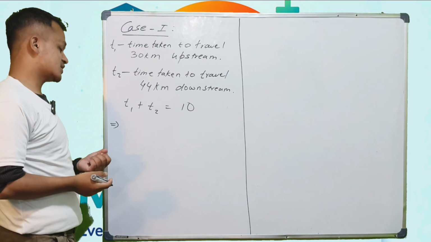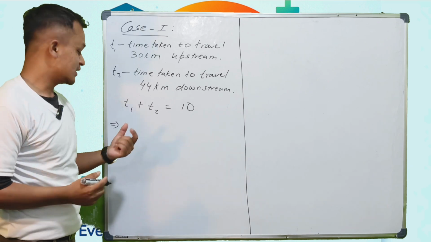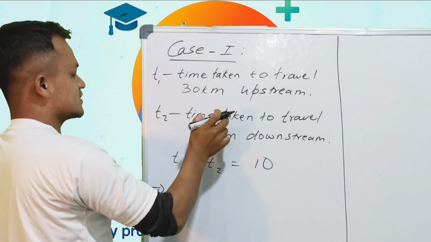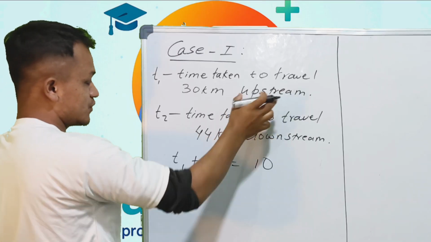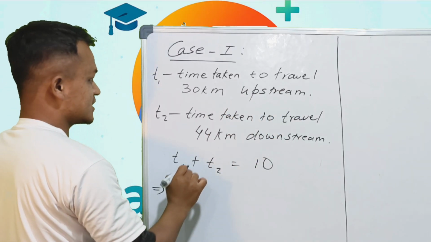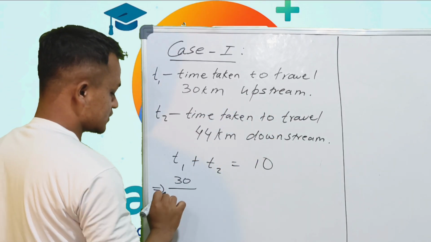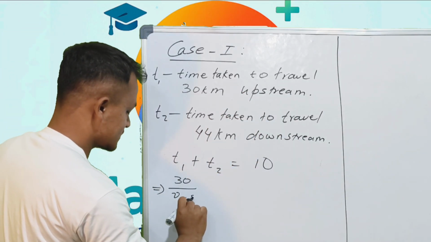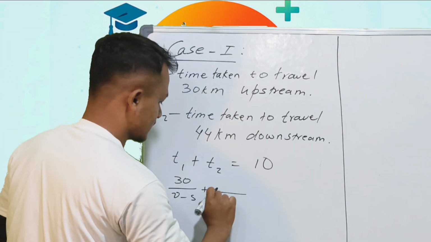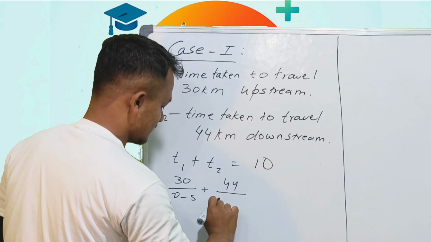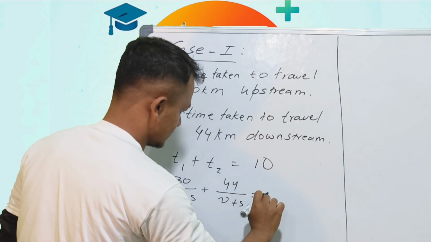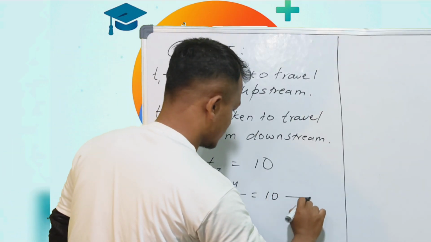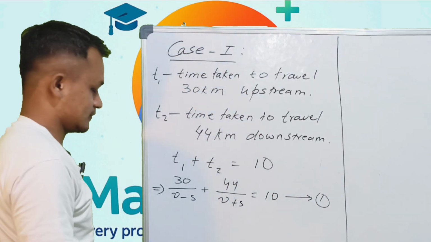And from the distance time formula, time is equal to distance by speed. Since T1 is for the boat which moves upstream, the distance is 30 kilometers. So 30 divided by the speed upstream, which will be v minus S, plus 44 divided by v plus S is equal to 10. Let's note this as equation number 1.